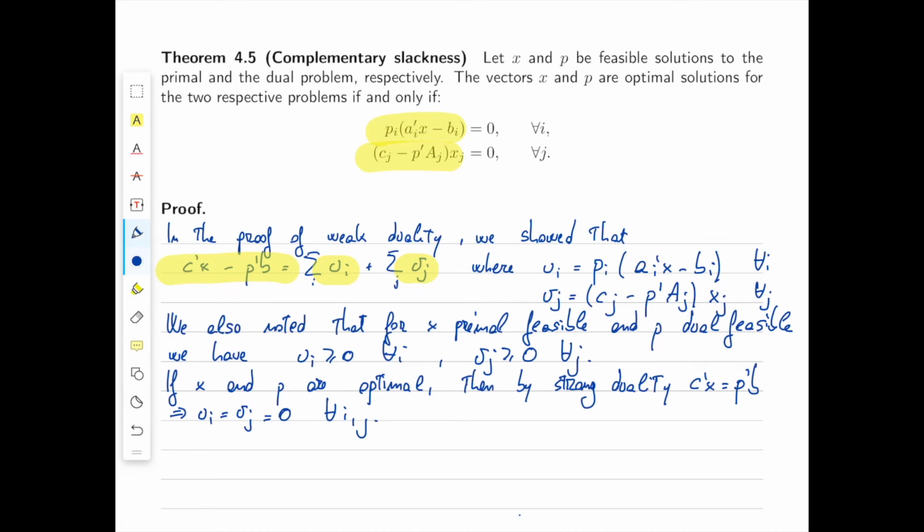Let's now prove the converse implication from right to left. Conversely, if ui equal to vj equal to 0 for every i, j, then, again by looking at the equality in the second line of the proof, we obtain that c transpose x is equal to p transpose b. Now we can use corollary 4.2, which implies that x and p are optimal.